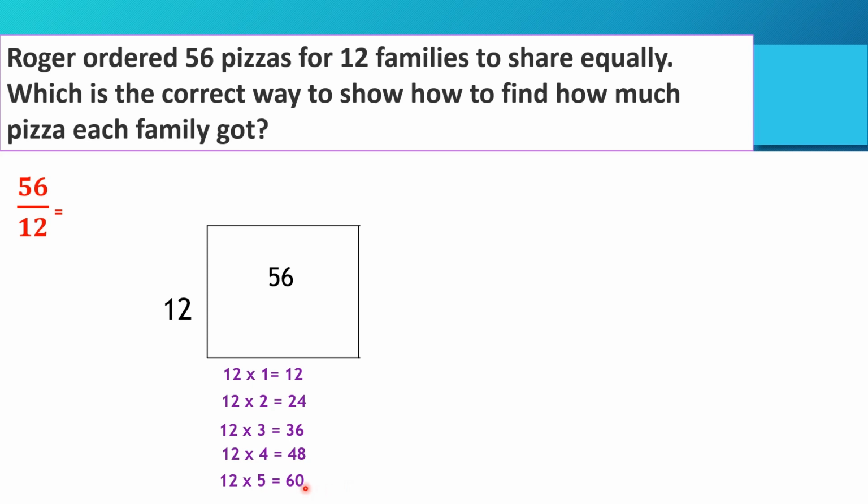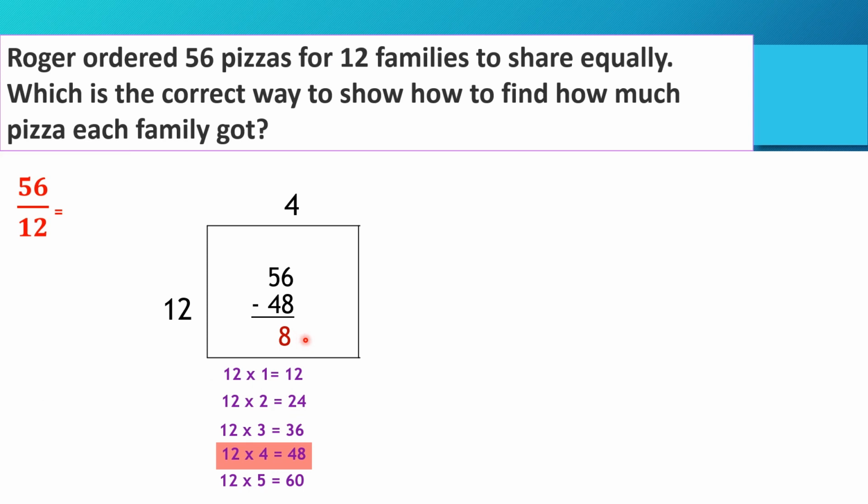Now 60 is greater than 56. So that means it's not 5 groups of 12, but actually 4 groups of 12. So we can have 4 there. So 12 times 4 equals 48. So we can get 4 groups of 12 from 56, which is 48, then we can go ahead and subtract. When we subtract, we get 8.